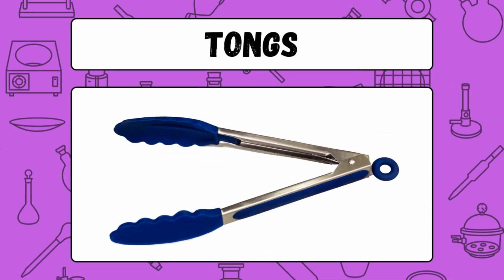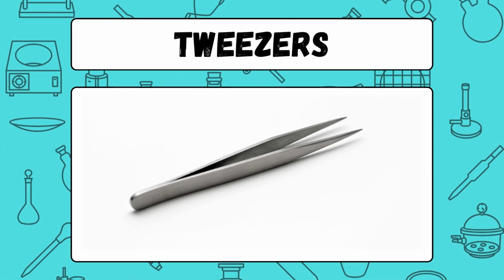Tongs. Tongs are handheld tools used to grip, lift, or hold hot or heavy objects in a laboratory setting. Tweezers. Tweezers are small, fine-tipped tools used for picking up or manipulating small objects.